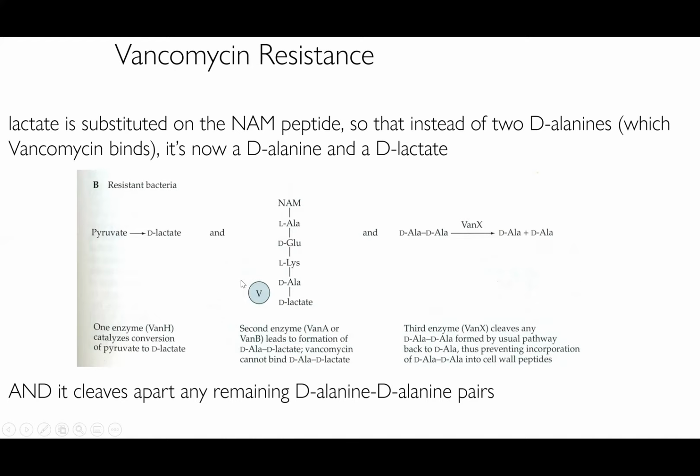And so vancomycin resistance has multiple genes involved, but the first, VanH, converts pyruvate to D-lactate, and this lactate is then substituted into the cell wall NAM peptide, so that instead of two D-alanines, it has D-alanine and D-lactate instead.